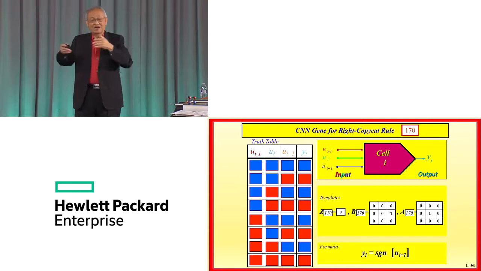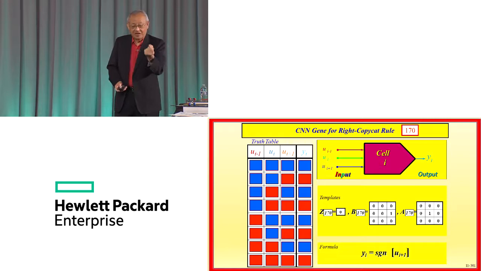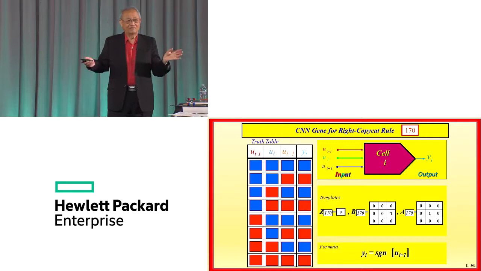But as I said, if I were an entrepreneur, I would form a company and build a single cell that will get all these 256 rules, and I can sell them for $10, and you can do everything. I think it would be a toy, and very educational, okay?